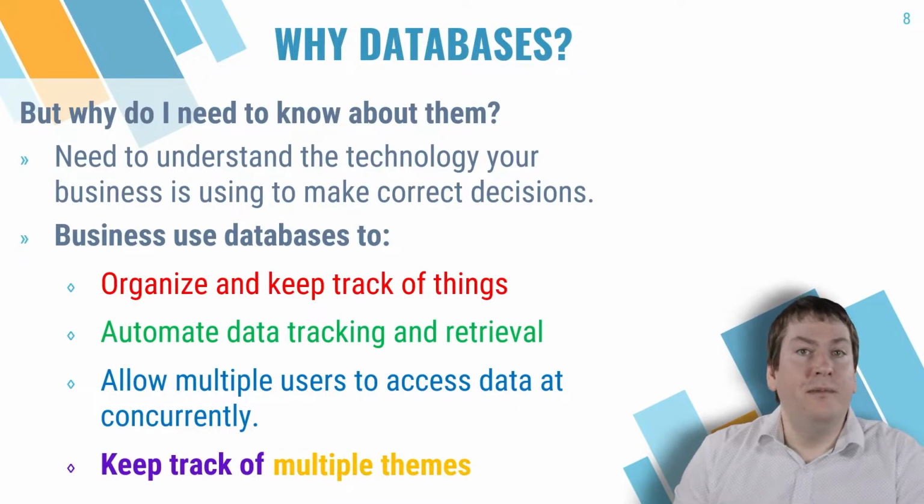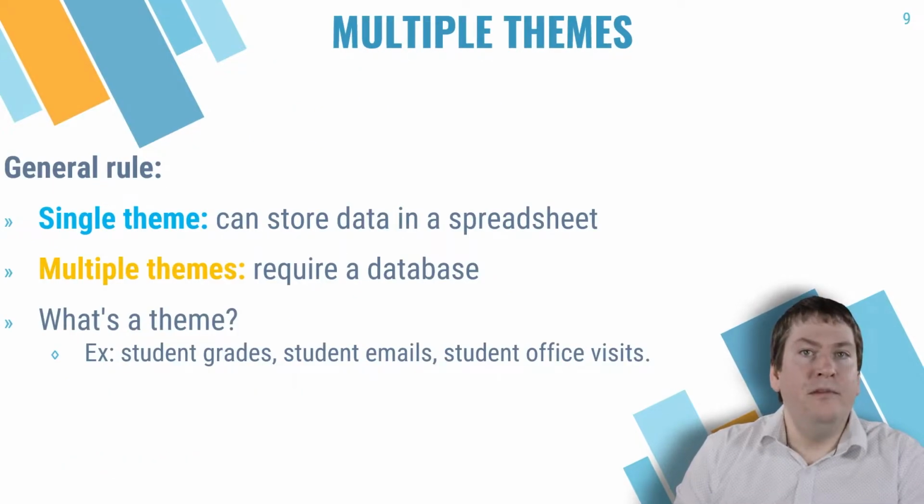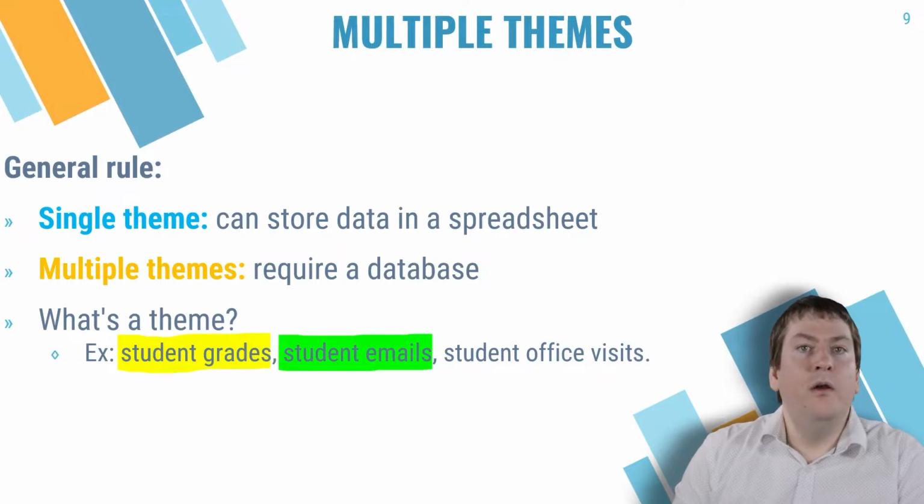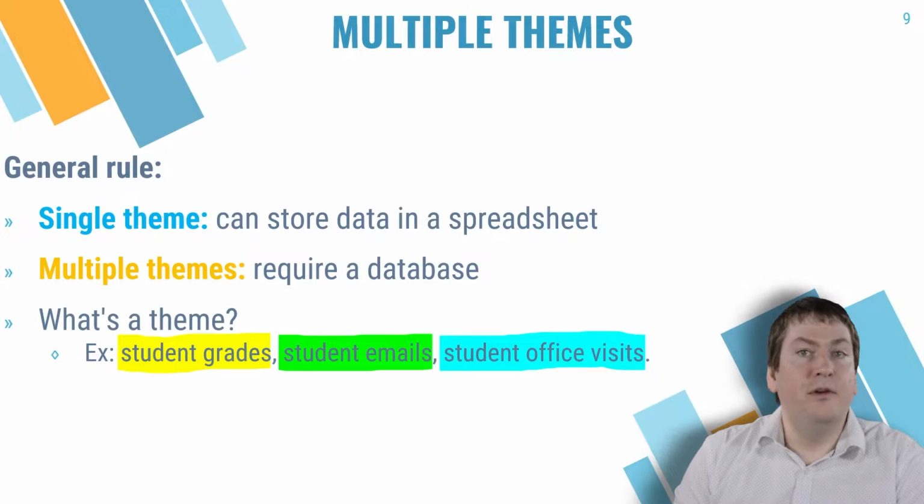The last reason businesses use a database is to keep track of multiple themes. What do I mean by themes? We mean data related by a common concept or topic. For example, student grades might be a theme, as would student emails, or even student office hour visits. These would all be unique themes despite all involving students. Each one covers a different concept: grades, emails, and office hours.